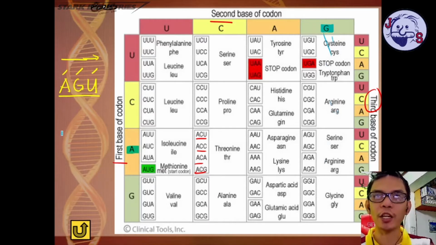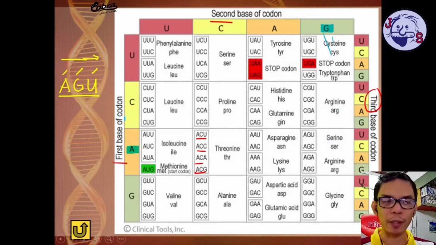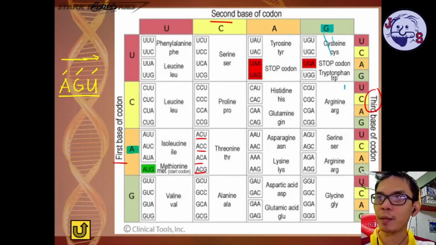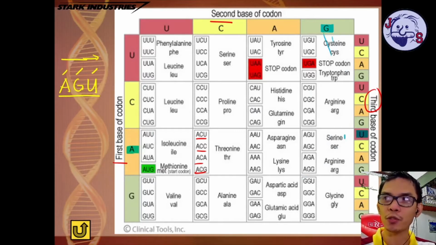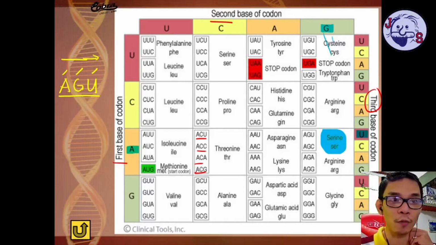Next one, the third base is the more detailed. It will give you the specific location of the amino acid. So we have here the first base, second base, and the third base is the letter U. So, in short, the AGU is the codon for serine.